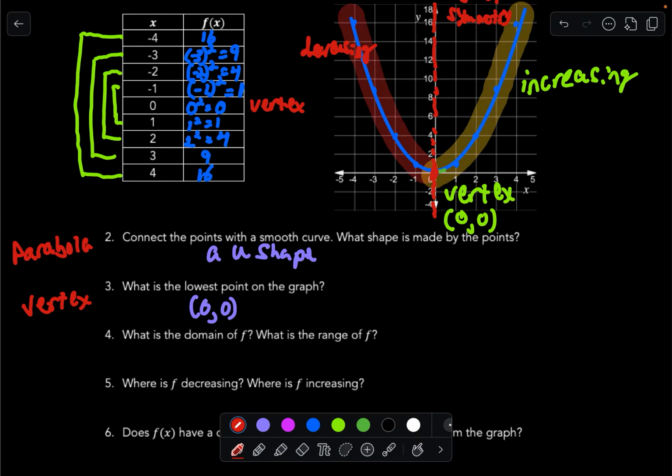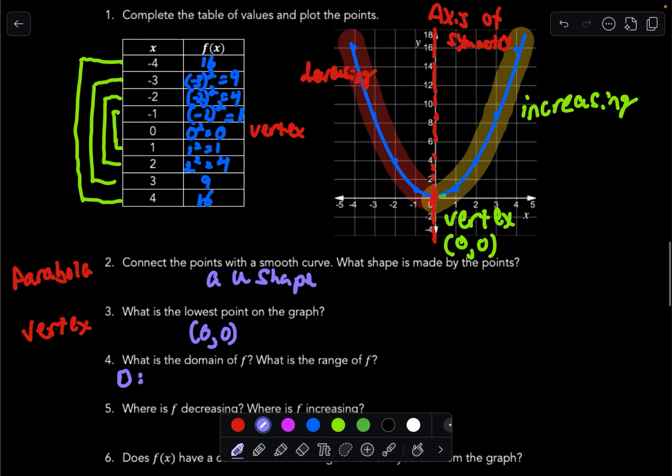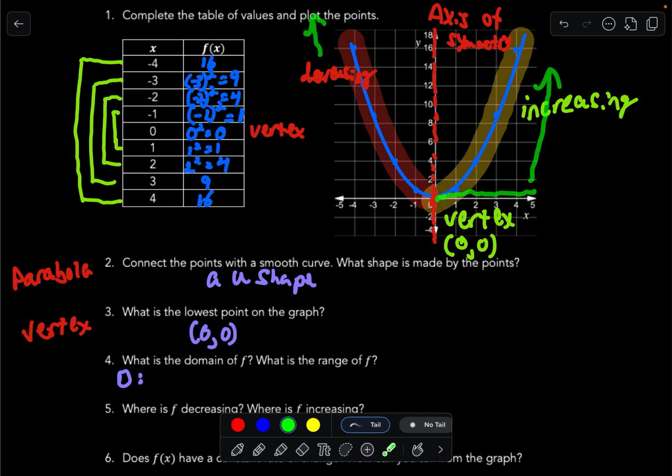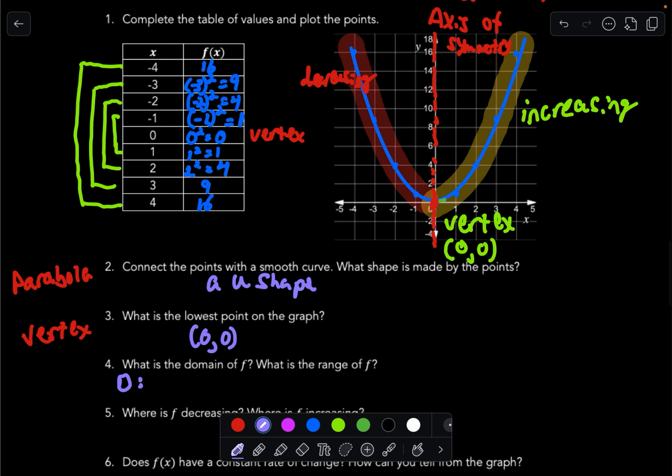Okay. What is the domain of f? If you look at the graph, you can see that as we move to the left, the graph keeps going up. And as we move to the right, the graph also keeps going up. So the domain is going to be all real numbers. There's no value of x that is excluded, so it will be all real numbers.